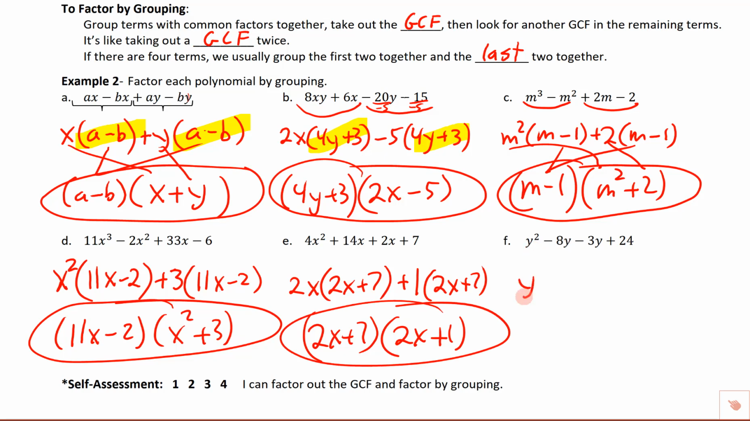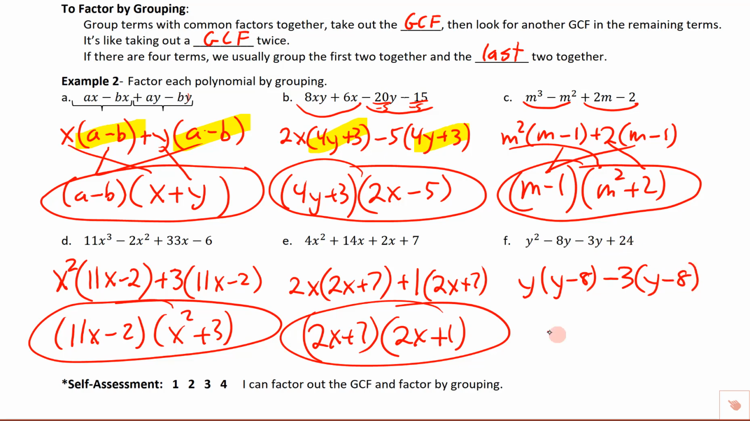We can take out a y. We're left with 1y here. We're left with a minus 8 there. We've got a negative 3y and a 24, so we're going to take out a negative, definitely. And you can take a 3 out of both of those. If you take a negative 3 out of a negative 3y, you're left with a y. And if you take a negative 3 out of a positive 24, you get negative 8.